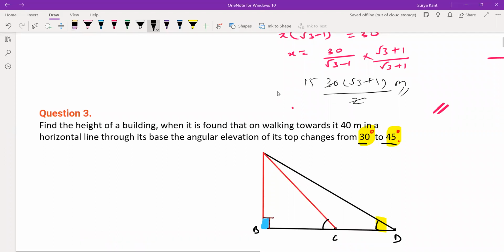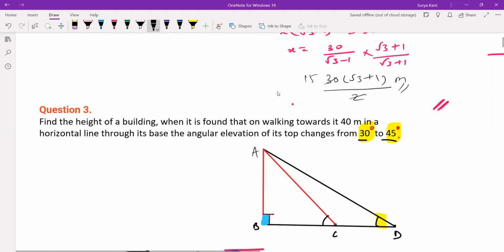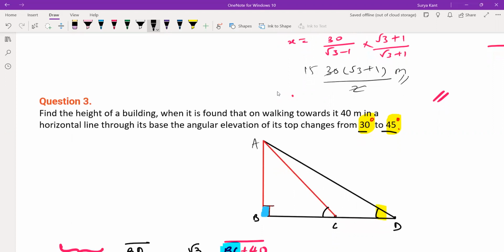I'll write here the name of the figure as A, B, C, D. So first you try to understand the question. Actually someone is standing at D. When he walks towards the building, 40 meters after walking, the angle changes. Before it was 30 degrees, now it has become 45 degrees. So we have to find the height of the building. This AB we have to find.